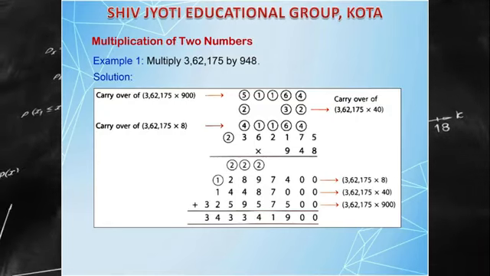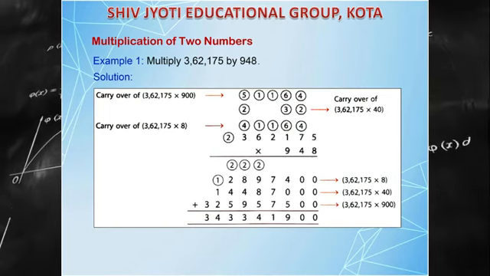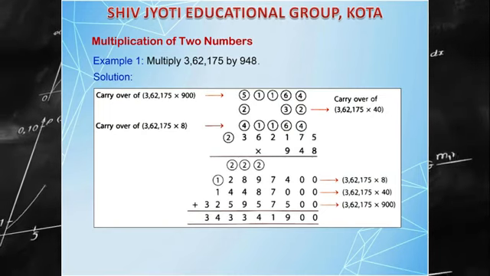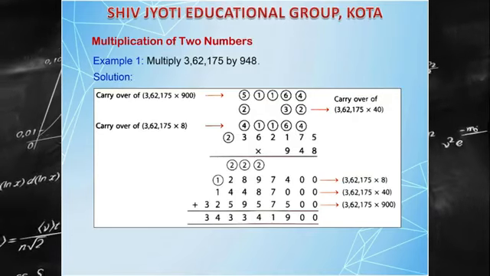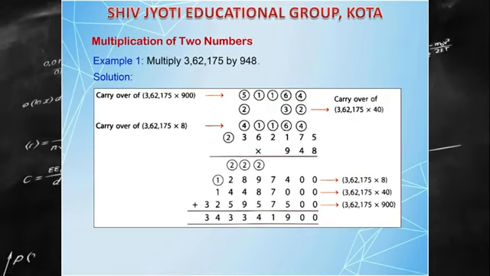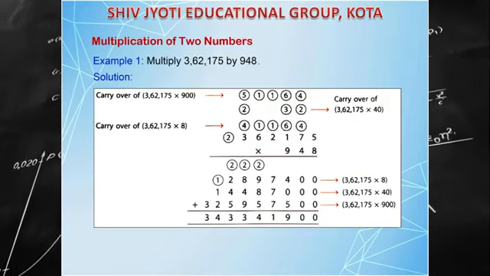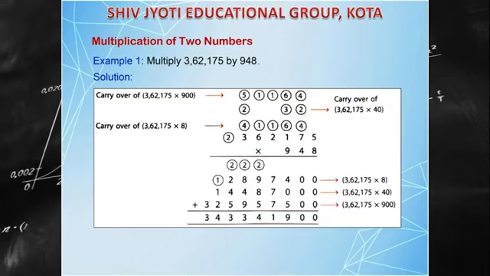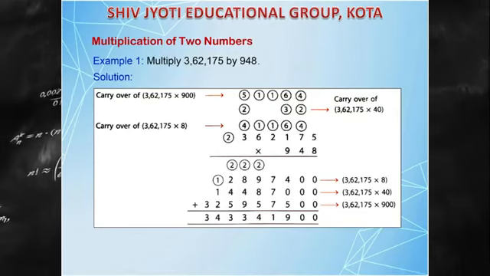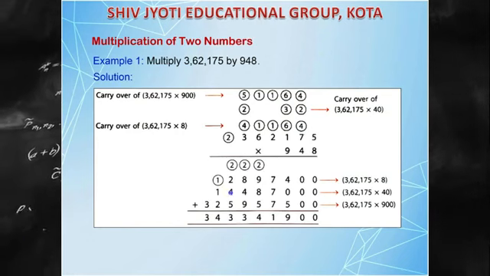Now, in the end, we will add all the three products obtained, which is 28,97,400, 1,44,87,000 and 32,59,57,500 to get the answer, which is equals to the 34,33,41,900.